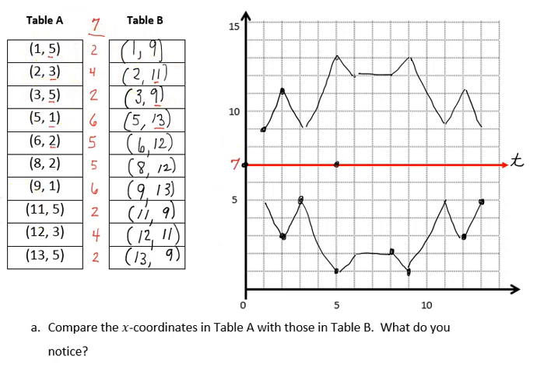And the next question says to compare the x-coordinates in table A with those in table B. What do you notice? Well, this one's a little bit more obvious. If I look at the x-coordinates on the corresponding points, the x-coordinates match each other. So in general, we can say that on our table, the x-coordinates are the same, the y-coordinates are the same distance away from the line of symmetry or from the number 7.